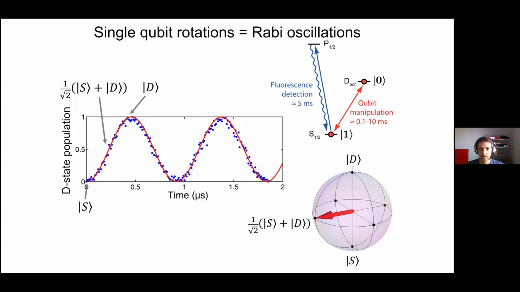The single qubit operations are performed by driving Rabi oscillations, shining in this laser for a certain amount of time. If you initialize your ion in the S state and send this laser pulse for a certain amount of time, it will start Rabi oscillations to the excited state. If you then switch off your laser at the right time, you will make a rotation on your Bloch sphere. Depending on when you stop, you will generate superposition states of this qubit.